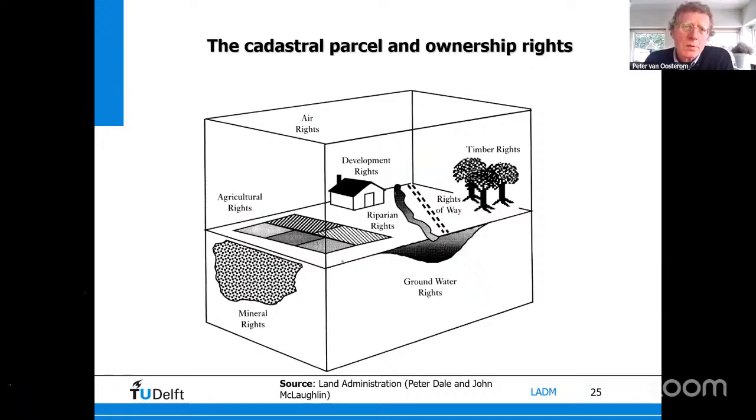So here you see an image where the different types of rights that should be recorded are illustrated with their spatial location. So air rights, development rights for creating buildings, timber rights for the woods, rights of way, where you are allowed to go, water rights, riparian rights, groundwater rights, agricultural rights, mineral rights, etc. I mentioned most of them, but here you see a little illustration.